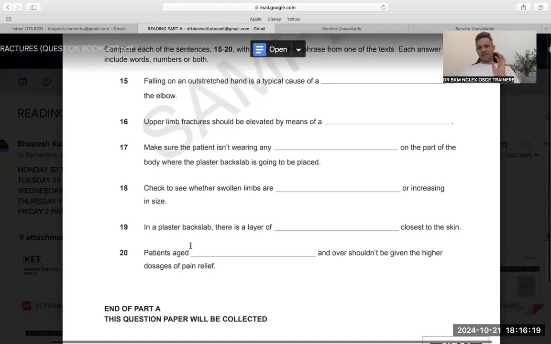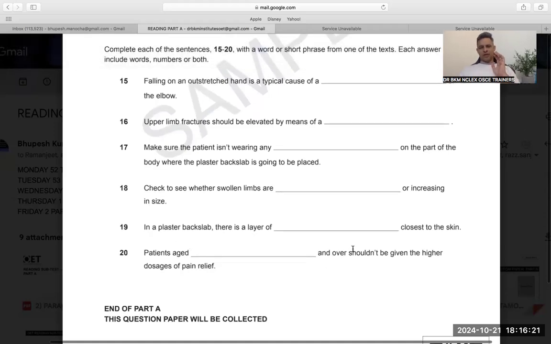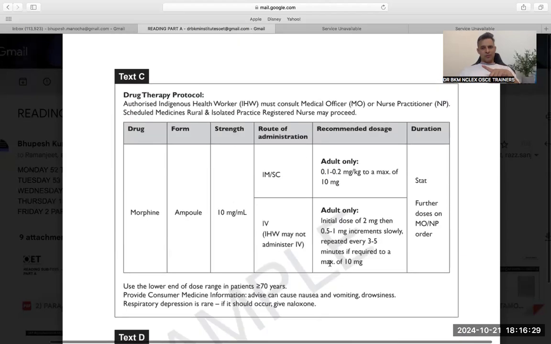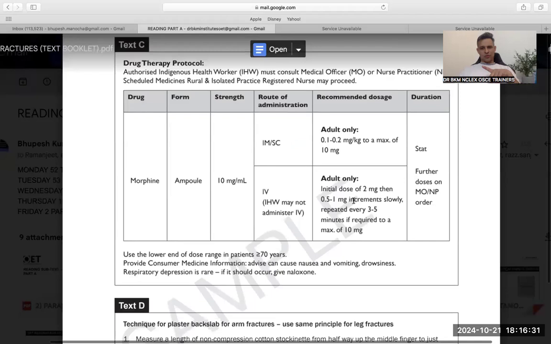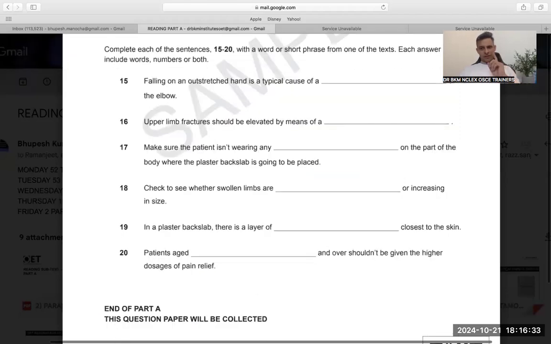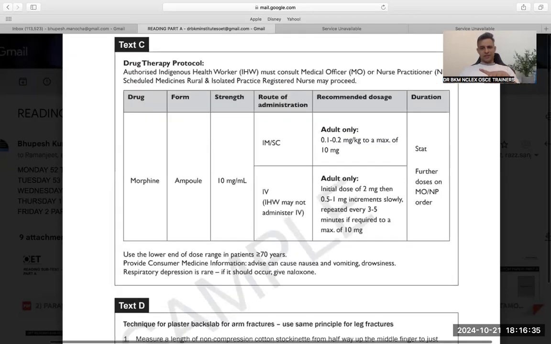Patient age dash and over should not be given the higher doses of pain relief. Now the pain relief word can be given in C because they were saying morphine. So it should be around morphine, and I have adults only. Now I will read the first, try to find the place where it is. So I want to know about the age. Anywhere the age word is given. The age word is given over here, paragraph C, last one. 70 years. So more than 70 years.